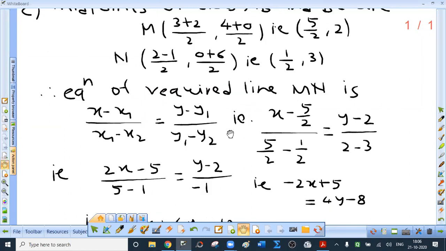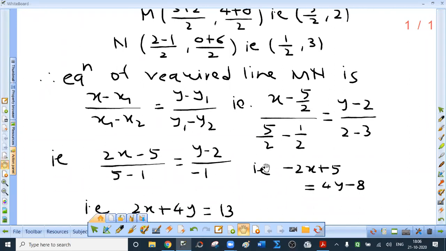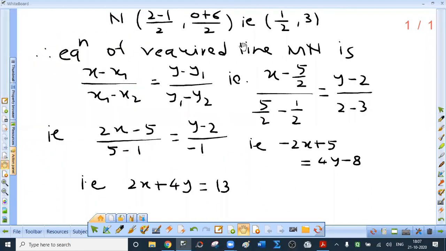See how I have simplified this. Consider LHS only. Multiply numerator and denominator by 2. Simple. So (2x minus 5) upon (5 minus 1). You may say, no sir, we will find 5 by 2 minus half, then cross multiply and so on. Choice is yours. But the final answer must be this only: 2x plus 4y equal to 13.